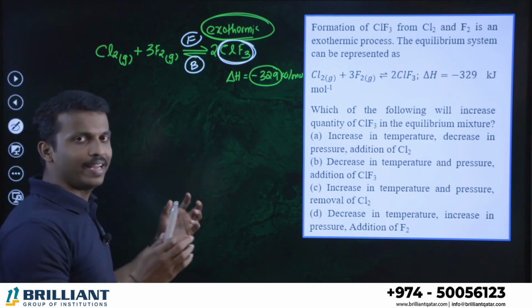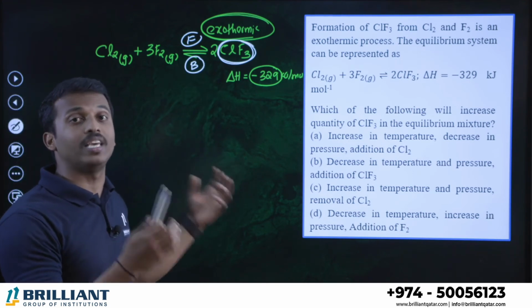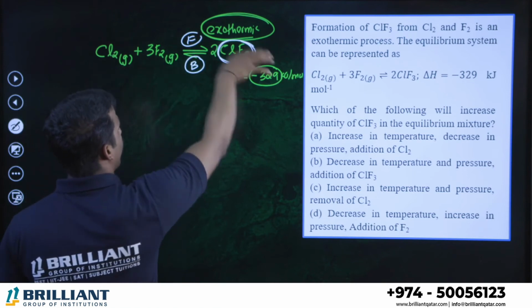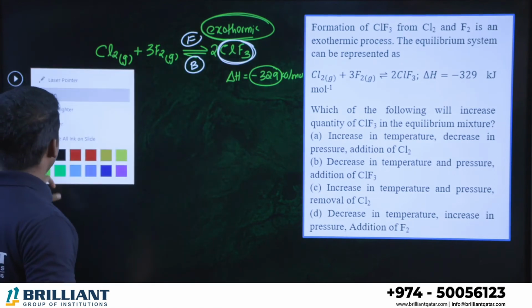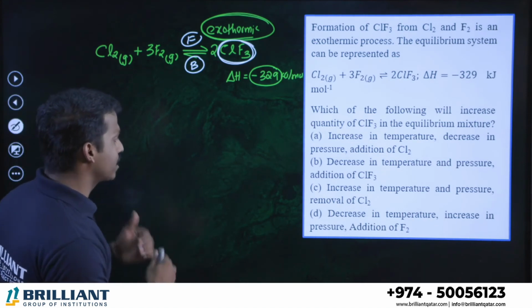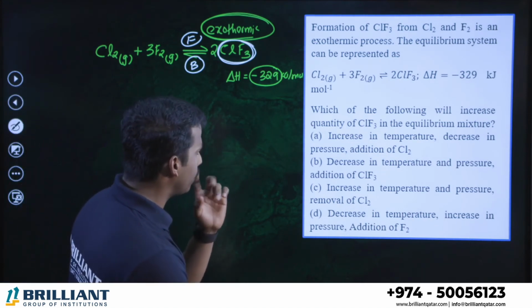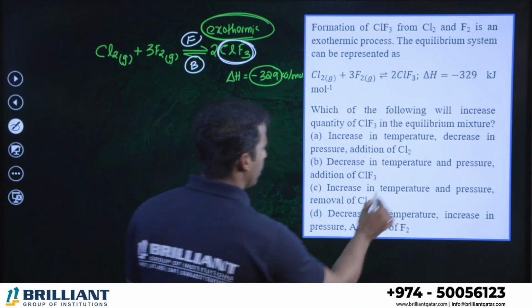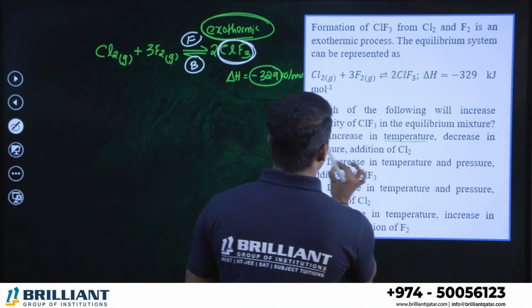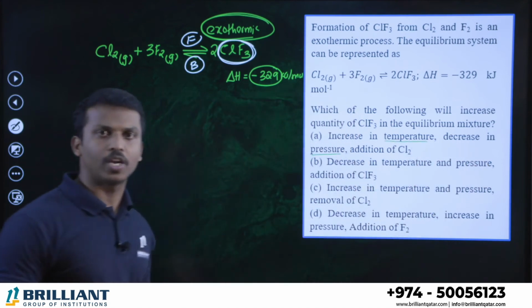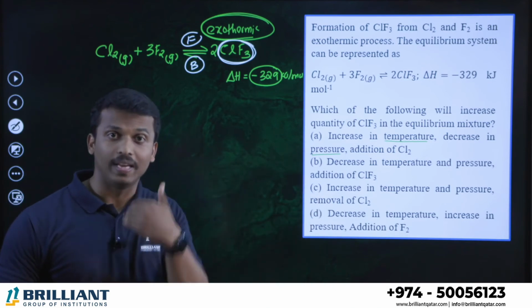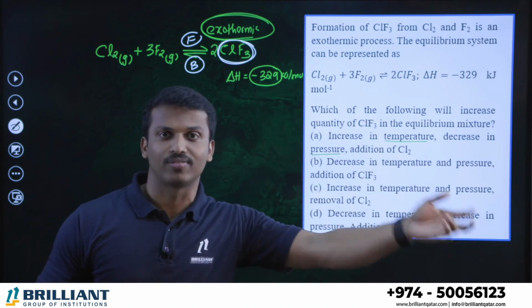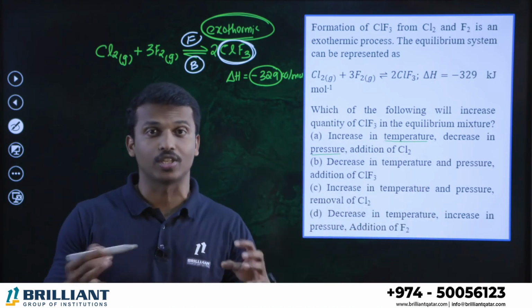Question, what are the techniques we can use to get more amount of ClF3? Which means you want to get more amount of forward reaction. Okay. So let us do that. Let me discuss the questions. In most of the options they given temperature and pressure. Let's see, actually without looking at the options, what changes we have to make in temperature and pressure to get more amount of ClF3.